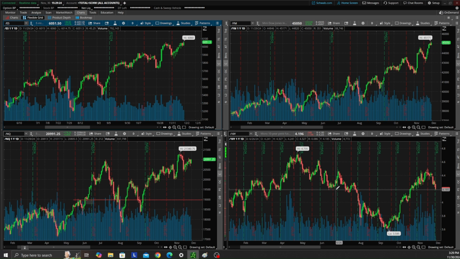All right. So let's do a deep dive into the 10-year yield, what it means to us and what it means for the markets. So first off, what is the 10-year yield?